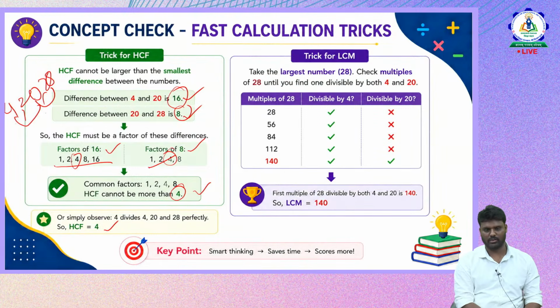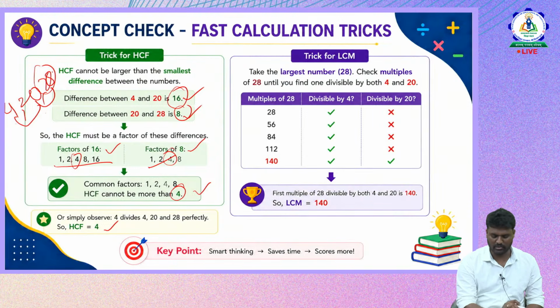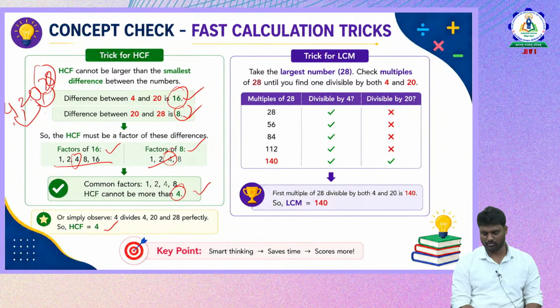Now what are the numbers given in the question? 4, 20, 28. In these numbers, what is the largest number here? 28. Let us take 28. Now check the multiples of 28 until you find one divisible by both 4 and 20. We are checking whether a multiple of 28 can be divisible by both 4 and 20.